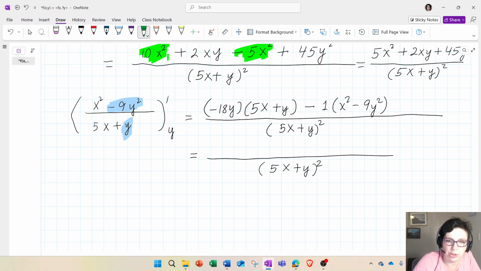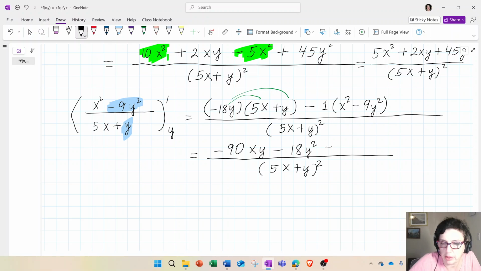All right, so let's just distribute here. Okay, so what is 18 times 5? So I think that would be 90 if I'm not mistaken, because that would be like 50 plus 40. Yeah, I think it's 90. And so we got negative 90xy minus 18y squared. Then this minus 1 is just minus, basically. We'll distribute that minus to both of these terms. So we're going to get minus x squared and then plus 9y squared.